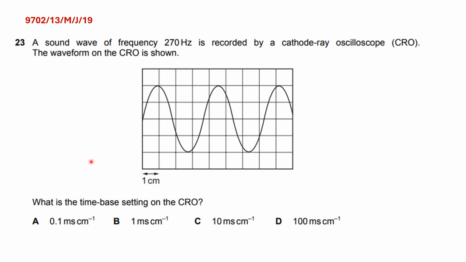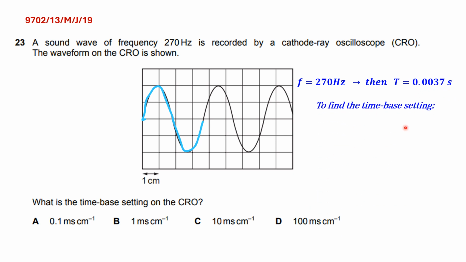We need to identify one cycle. So right here is 1. But it's not exactly what I was expecting, because here is 1, 2, 3, 3.5, a little bit more. So let's see how we get from this. We know the frequency was provided, and then we can find the period from there, right? The frequency is 270, so the period is 0.0037. To find the time-based setting, I'm going to divide the period, which corresponds to this wave, by the number of boxes here, which appears to me 3.6.